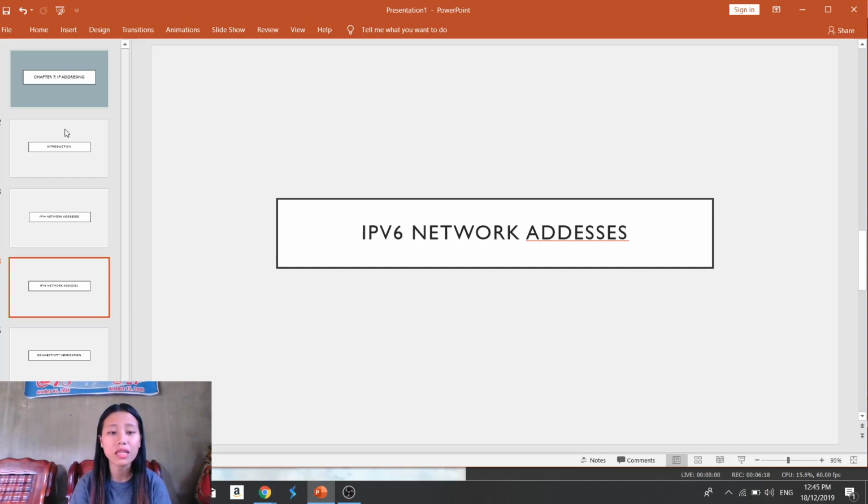For translation, Network Address Translation 64, or NAT64, allows IPv6-enabled devices to communicate with IPv4-enabled devices using a translation technique similar to NAT for IPv4. An IPv6 packet is translated to an IPv4 packet and vice versa.